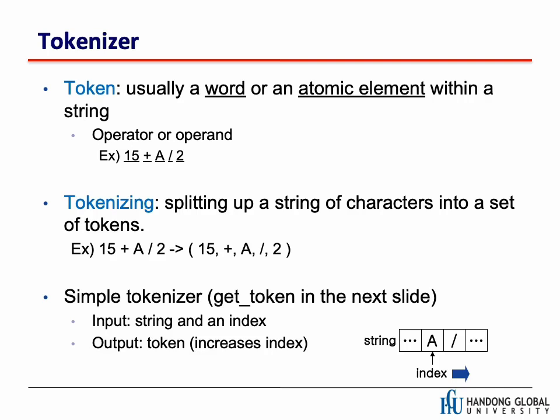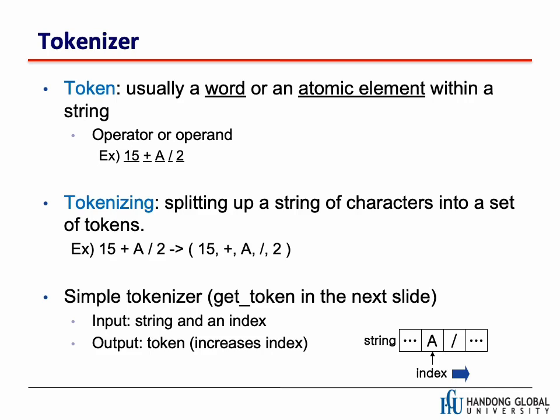What is a token first? A token is usually a word or an atomic element within a string. In these infix notations, 15 is one token and plus is another token. A, slash, and 2 are tokens. In the postfix notation, it's the same thing: 15, A and 2. These operands and operators are tokens. Usually in a string, we can define what a token is.